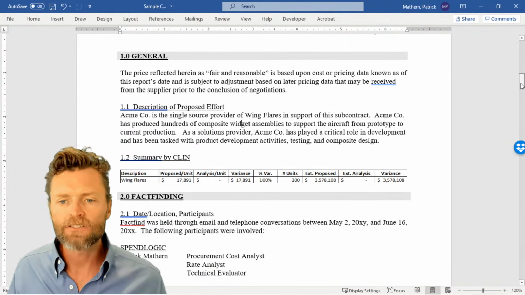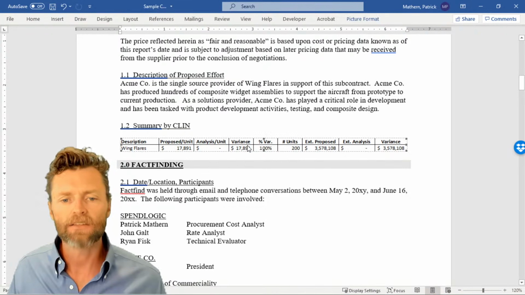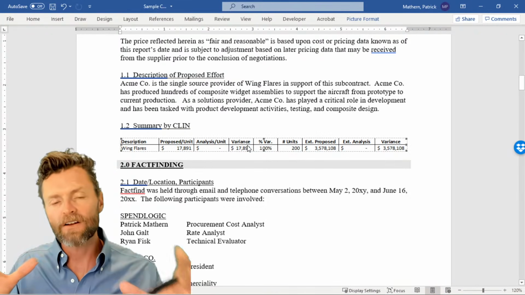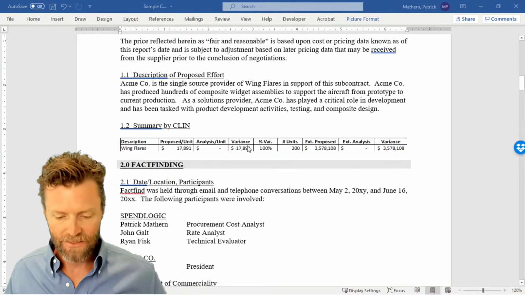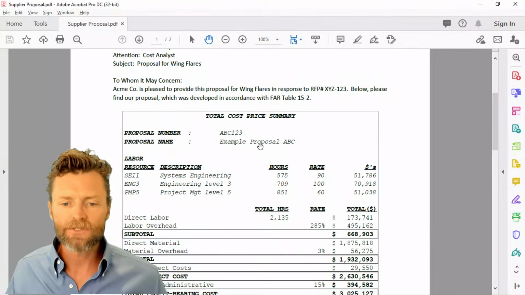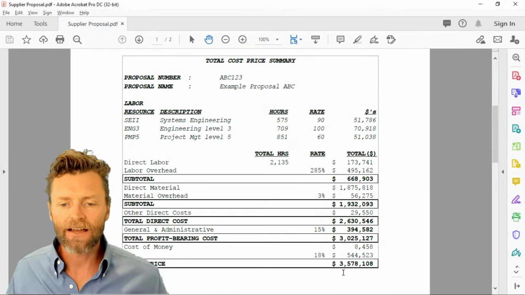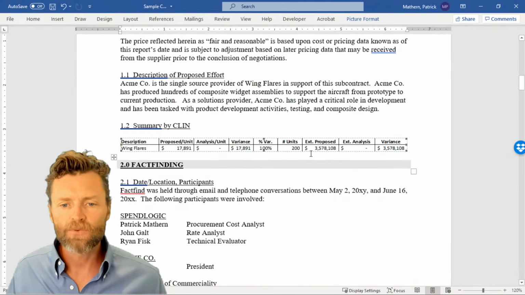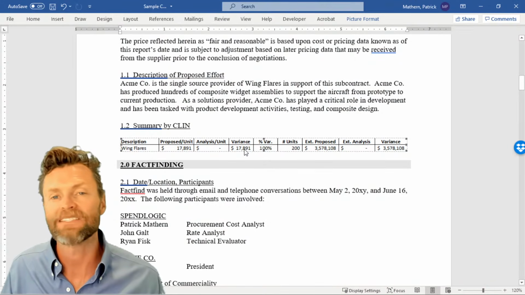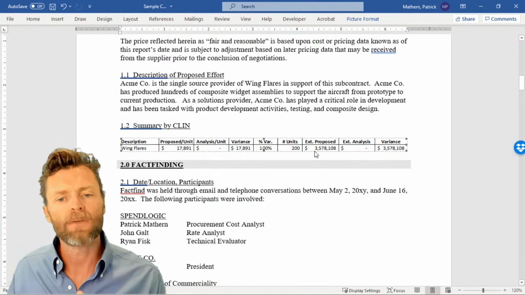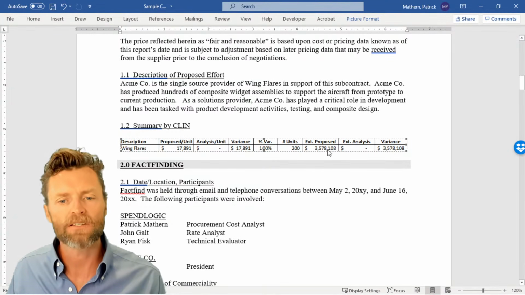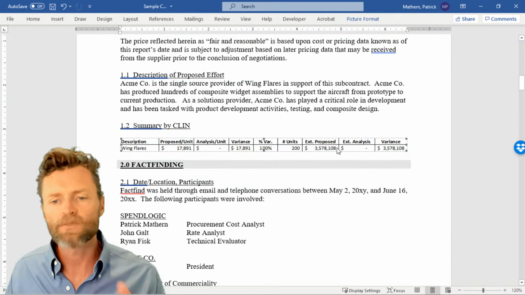And then I get into price summaries. Okay, so the very top level price summary, that's the highest level, okay? This is, let me go to their proposal. You can see that their proposal is for $3,578,000. That's really what we're talking about here. I've broken this into unit pricing because a lot of times it's easier to analyze based on that. But I also make sure to show extended proposed pricing as well. I've got 200 units. Here's my price.